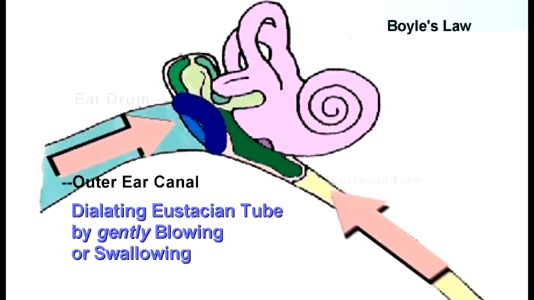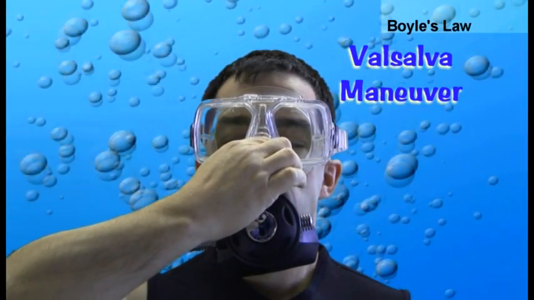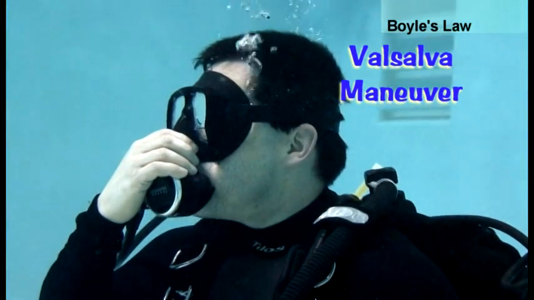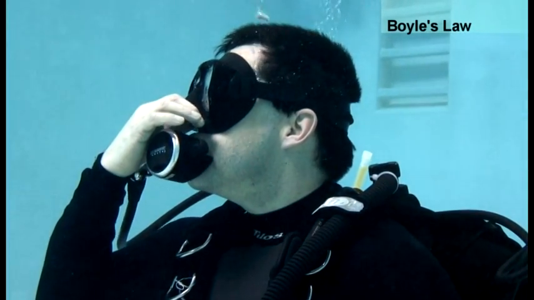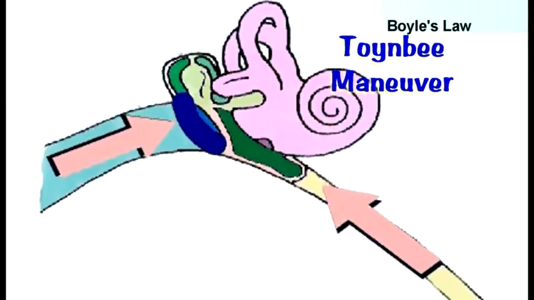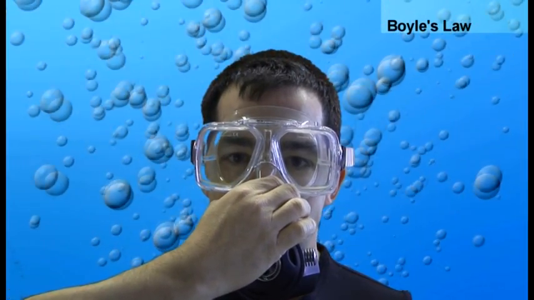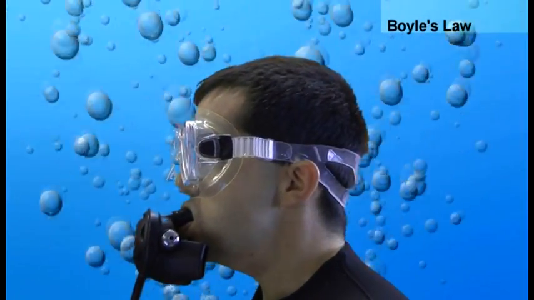The Valsalva maneuver is one such way to offset pressure's effects on the middle ear and sinus, and is the most common technique. Simply block the nostrils, close the mouth, and gently blow. The Toynbee maneuver is also used to relieve pressure in the middle ear. It's as simple as blocking the nostrils, closing the mouth, and then swallowing. Additionally, you may choose to rock your jaw or simulate a yawn.